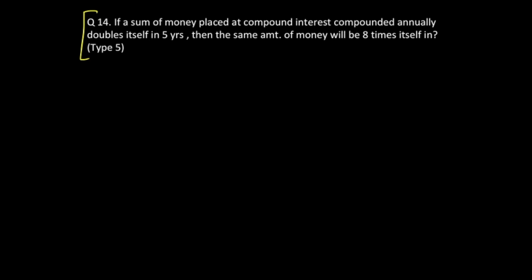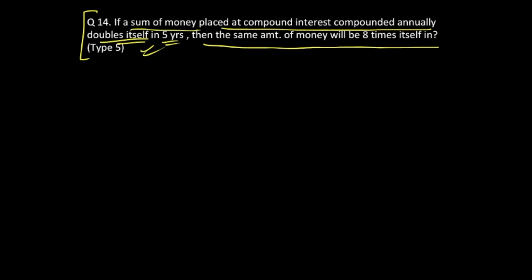So this question number 14 over here is saying that if a sum of money placed at compound interest compounded annually doubles itself in 5 years. So every 5 years it is getting doubled. Whatever is the principal amount, it gets doubled in 5 years. Then the same amount of money will become 8 times of itself in how many years?